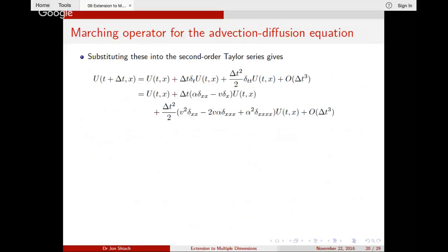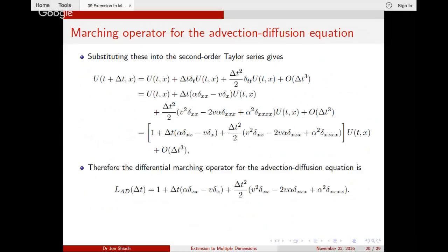So substitute them in, and we need to factorize out the u term. Okay, so the thing in the square bracket is just, okay, there's one u there, so that's where the 1 comes from. There's delta t times that bracket times u there, so that's where that comes from, and the last term. The contents of that square bracket is the differential marching operator for the unsplit advection diffusion equation. So I've called it LAD. It's not a lad, it's just AD for advection diffusion.